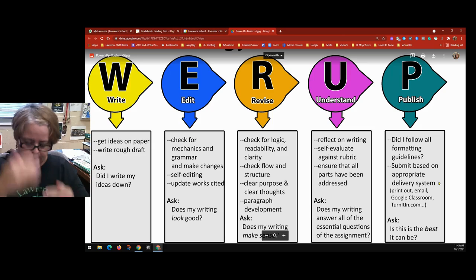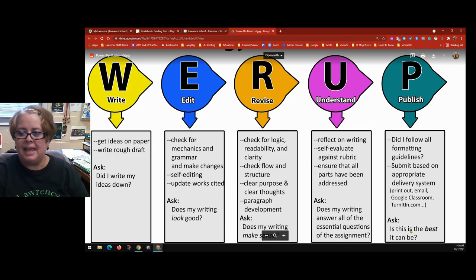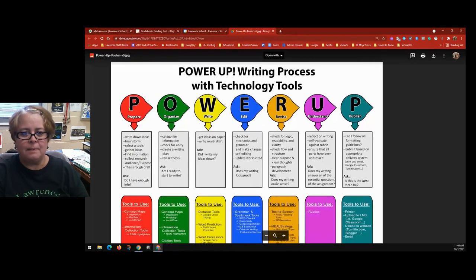But follow your rubric, follow the assignment, turn it in, and ask yourself, is this the best it can be? And if it is, turn it in. Don't perseverate over it and keep going over it if you think you're really done. Turn it in. On the power up stages, notice there's no part of this that you have to go to a teacher. These are all things you could do yourself while you're writing, okay?